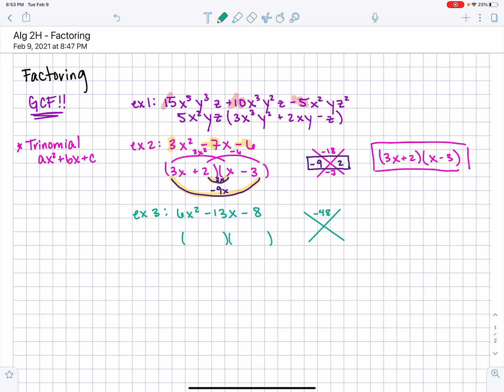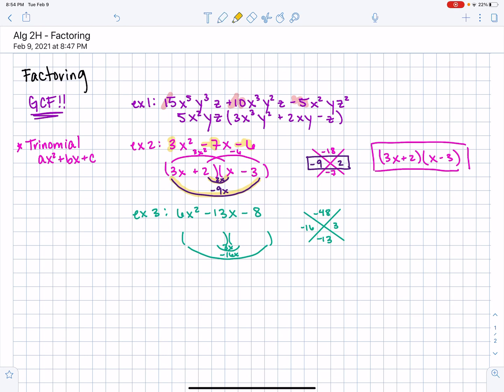So negative 48 is at the top. That's because 6 times negative 8. Negative 13 is in the bottom. From here, I can know that negative 16 times 3 is a negative 48, and that adds to negative 13. I'm going to write my goals down here. I know that this is negative 16x. This is a positive 3x. And from here, I kind of just play that factoring game.